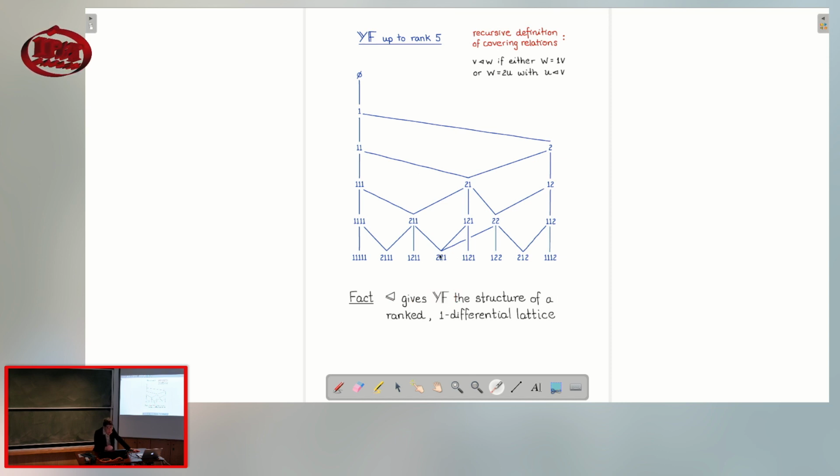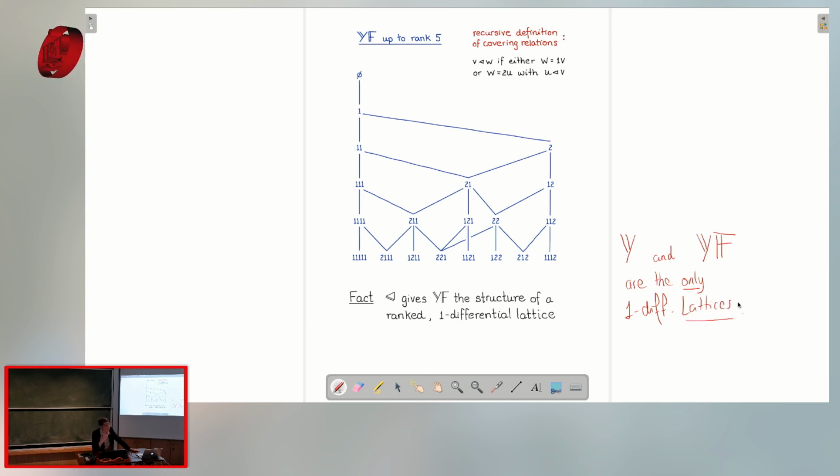But nevertheless, this poset structure makes this into a lattice. So it's a ranked one-differential lattice, just like before. And in fact, more is true. The Young lattice and this YF, the Young Fibonacci lattice, are the only one-differential lattices in existence.